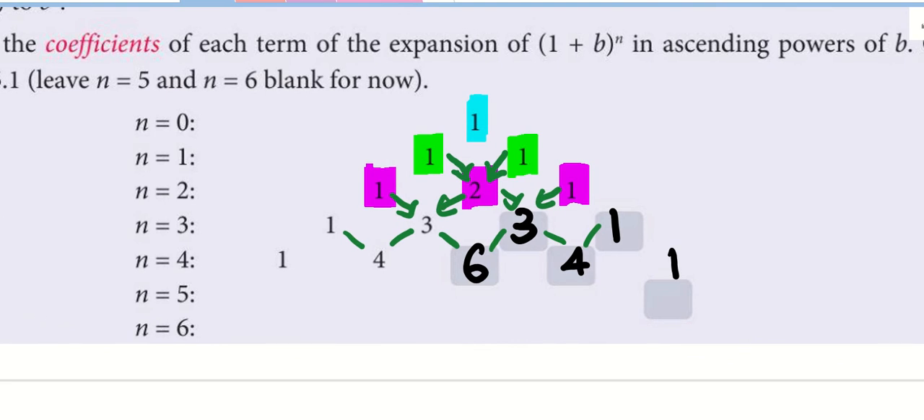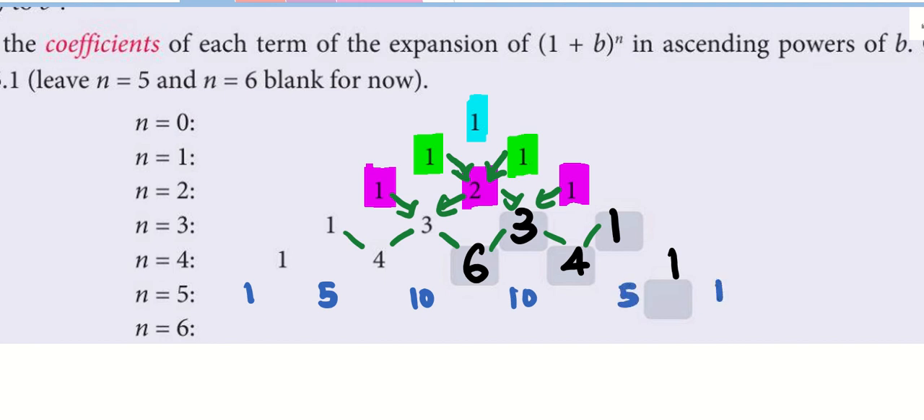Okay, Jin Hao, can you share with us? So for your row for n equal to 5, what will be the final numbers that will come out? 1, 5, 10, 10, 5, followed by a 1. Alright? How about for n is equal to 6? 1, 6, 15, 20, 15, 6, followed by a 1.